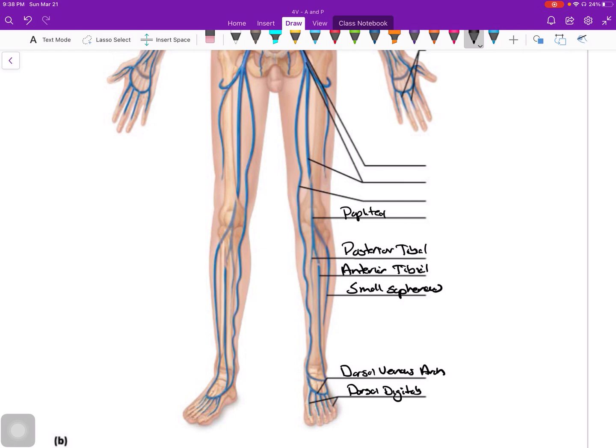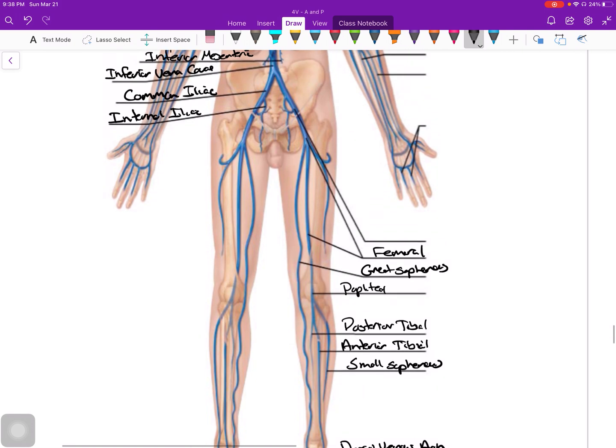Now, longest vein in the body, and notice where it comes from, all the way down. So I'm going to erase that because I don't want to leave that there. But that is the great saphenous. Here I'm showing again my femoral vein. And then this is pointing to, after the divide, the external iliac.